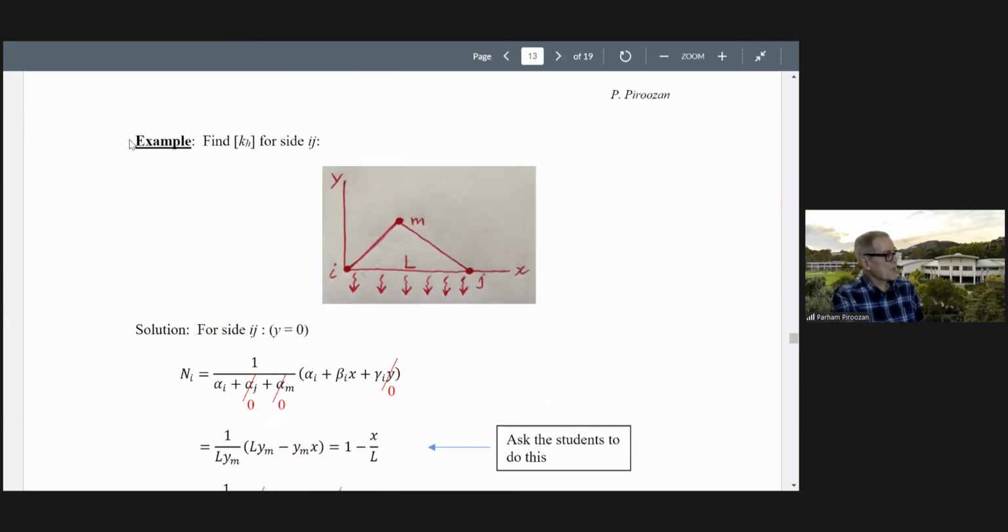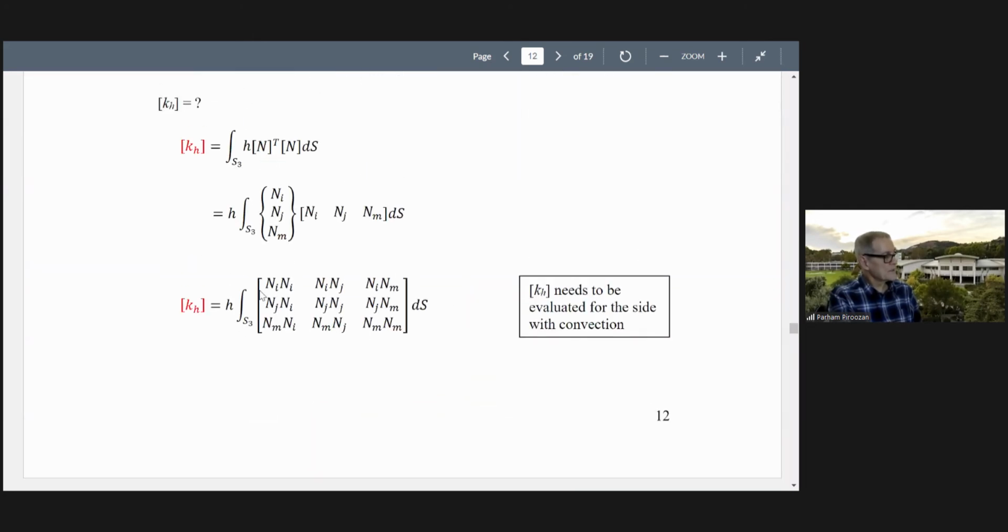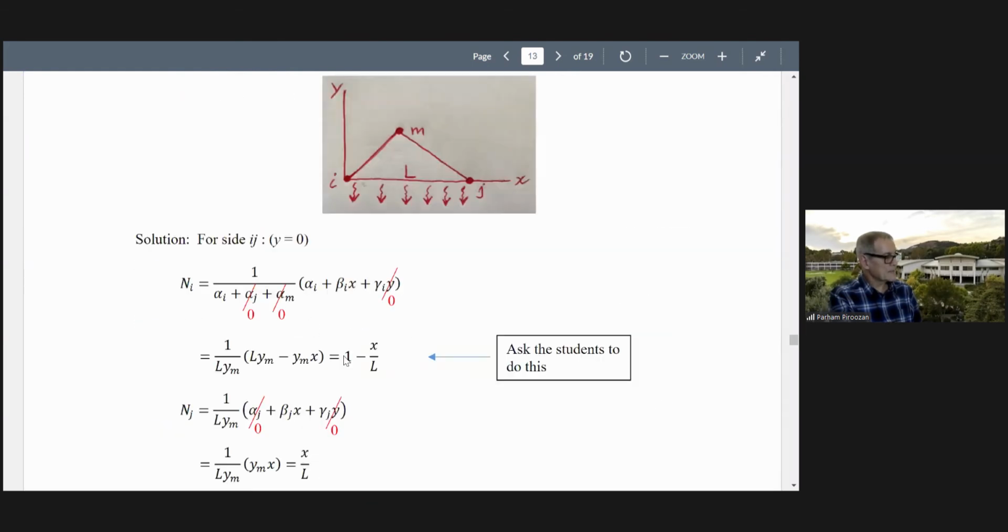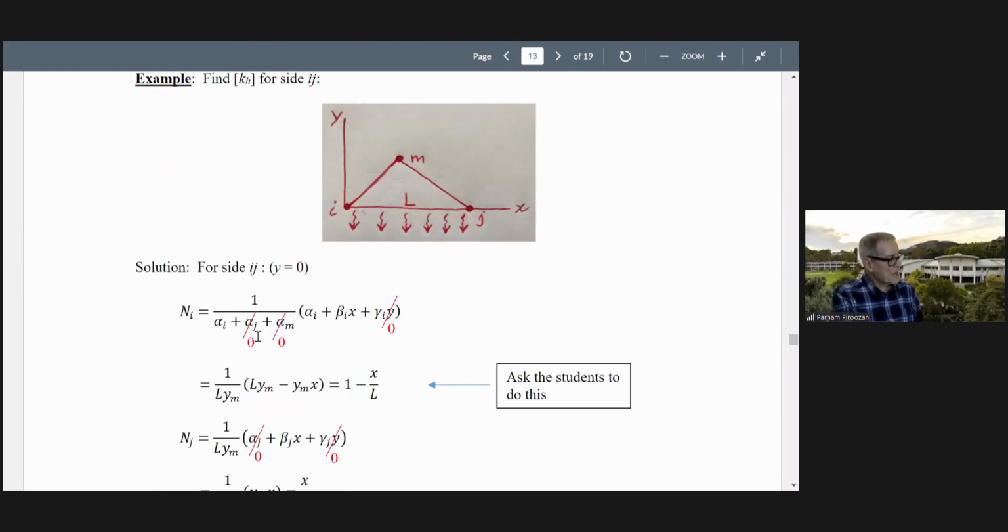So let's look at this example problem. We want to find K sub H for this side ij. This element has nodes ijm. This is this triangular element, length L, and convection is taking place from this side ij. So let's see what happens to this equation for that side. For this one, Ni is given by this formula: 1 over 2A times alpha i plus beta i x plus gamma i y.